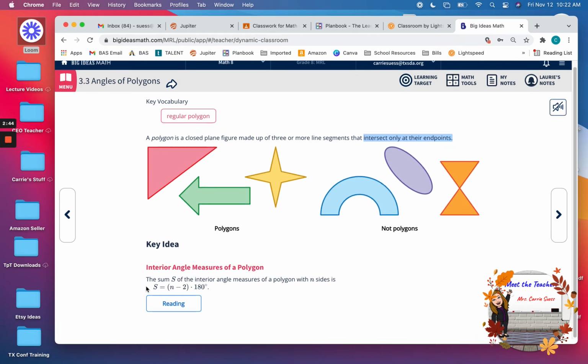All right, this is the big formula you need to have in your journals. You will be using that a lot today. The sum, use letter S, of the interior angle measures of a polygon with n number of sides is S equals n minus 2 times 180. This formula is going to help you find the measurements of all of the angles inside a polygon, no matter how many angles there are. So you need to know this. It's probably good if you could memorize it, but I don't know that I require it. So n minus 2 times 180.